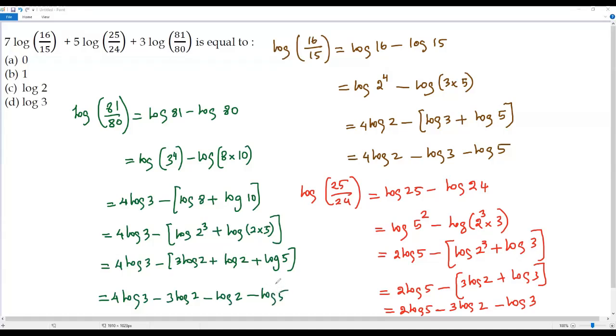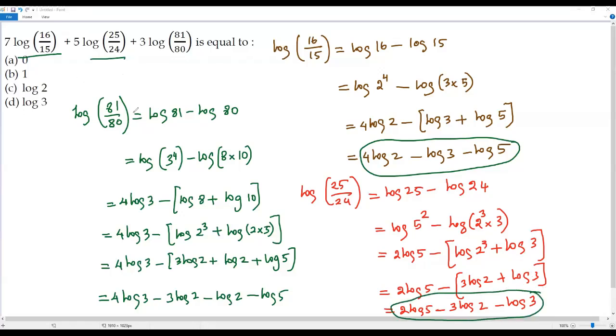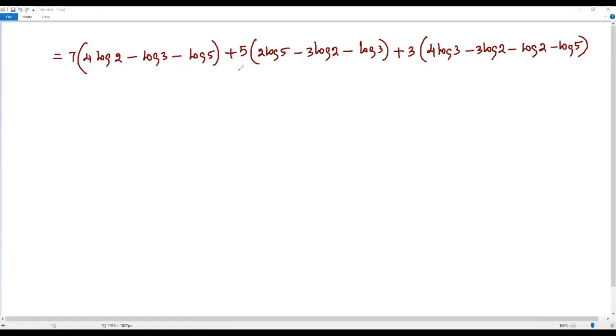Okay, now I got an equivalent expression for each logarithm in this expression. So now I'm going to plug in this expression for the first logarithm, this expression for the second logarithm, and this expression for the third logarithm. Once we plug in, the first logarithm has to be multiplied by 7. The same we have to do in the second one, we have to multiply by 5. The third one we have to multiply by 3. Okay, so let's do it. I have plugged in the equivalent expression for each logarithm into the given expression.